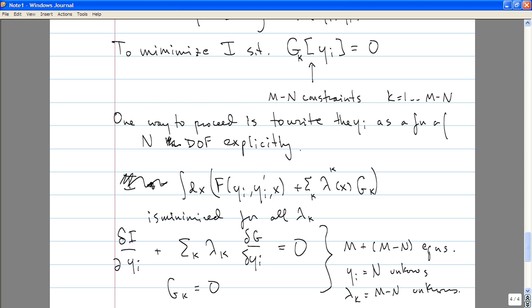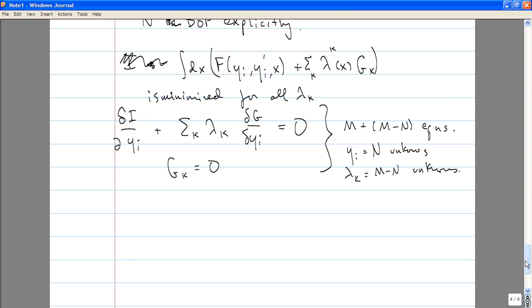So perhaps I can give you an example of these Lagrange multipliers at work. So let me just give you a very simple example. You will work out a more complicated example in your problem set, not the one due Monday, but the one due the following Monday. So let's take the very simple example of a pendulum.